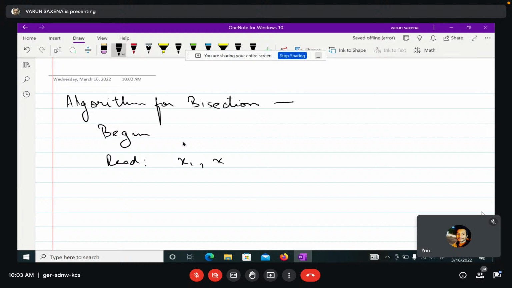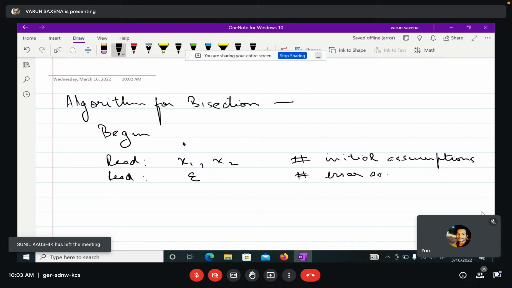So you read x1 and you read x2. Hash means comments. So these are your initial assumptions. Then you also read some value epsilon. This is the acceptable error, whatever you want to call it, when you write the code.